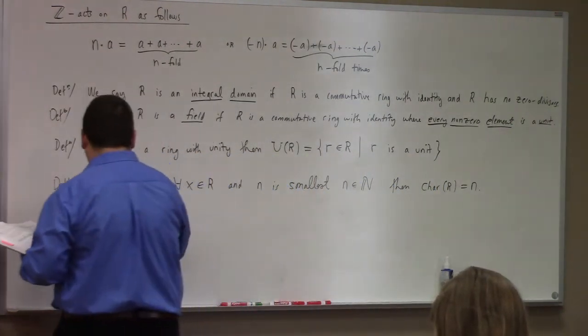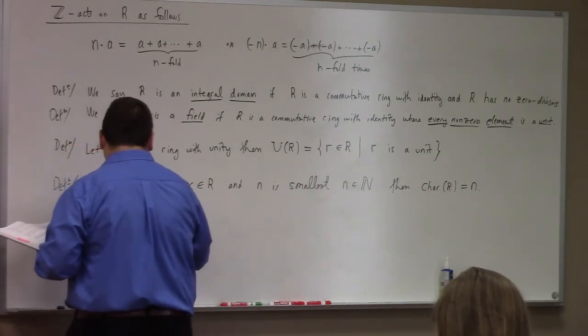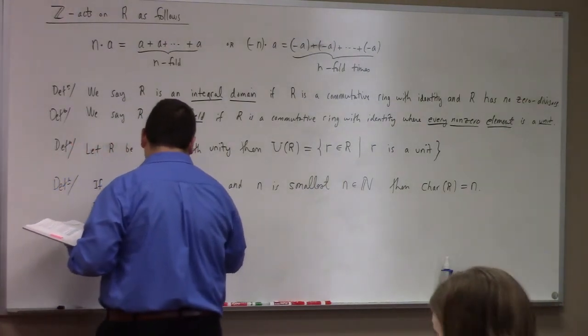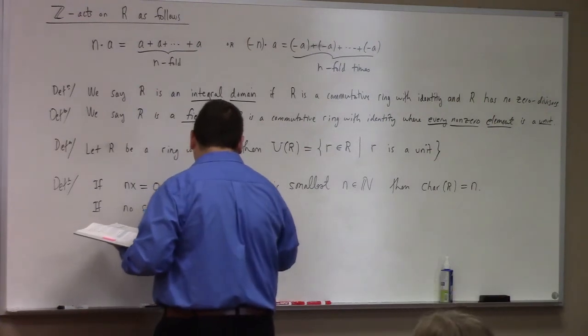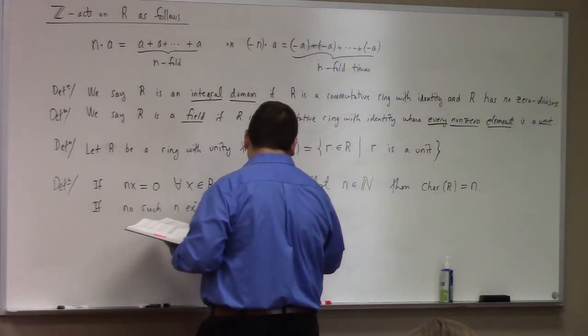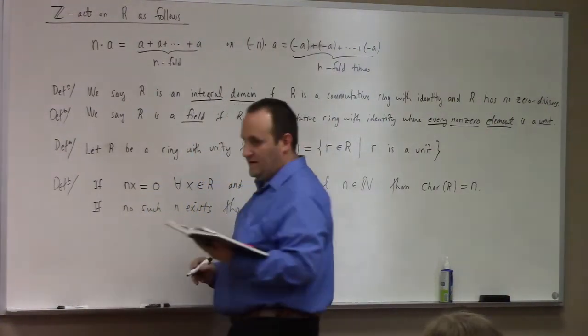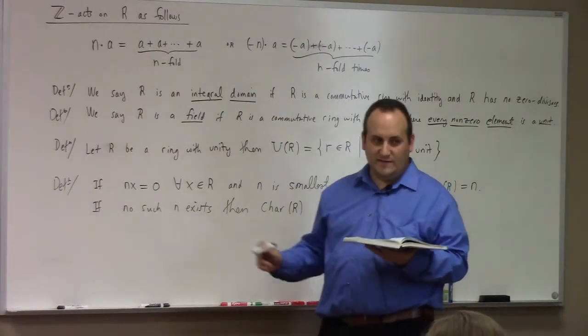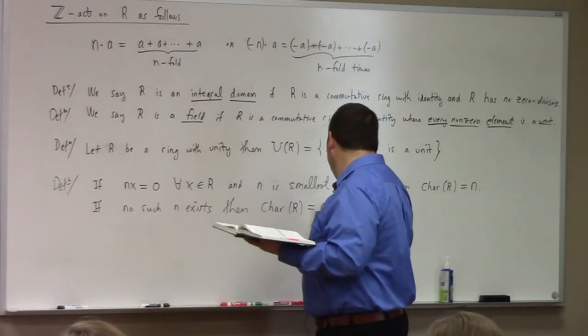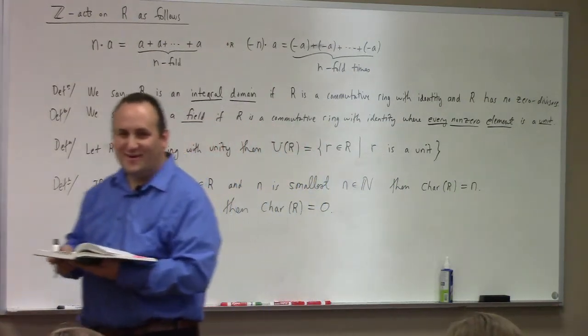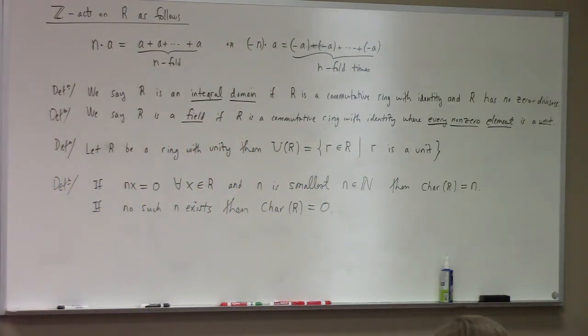If no such n exists, then what do you think the characteristic of the ring should be called? Infinity, right? Just a little bit off, actually 0. I know, right? But there it is. That's the standard terminology. All right.